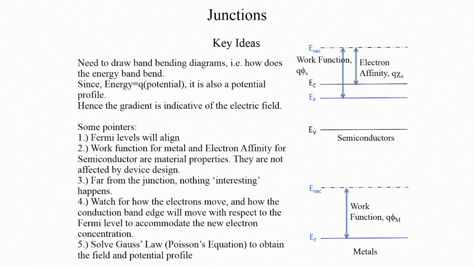We will now look at the next unit as far as this course is concerned, and this unit is called junctions. By junctions we mean the merger of two different materials, which could be a semiconductor and a metal, or a metal and a metal, or two different semiconductors. And in particular we want to look at what happens.